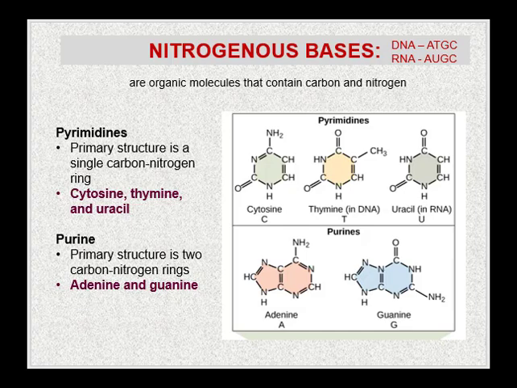Adenine and guanine are known as purines. The purine's primary structure is a 2-carbon nitrogen ring. Cytosine, thymine, and uracil are what we call pyrimidines. Pyrimidines have a single carbon nitrogen ring as their primary structure.